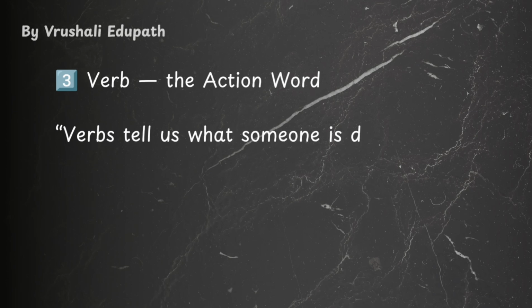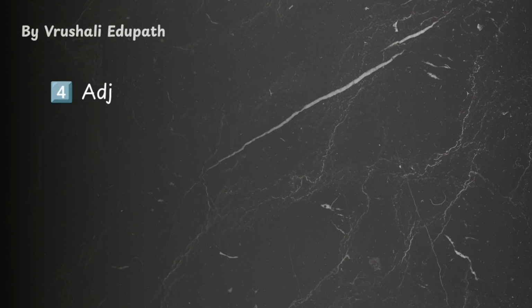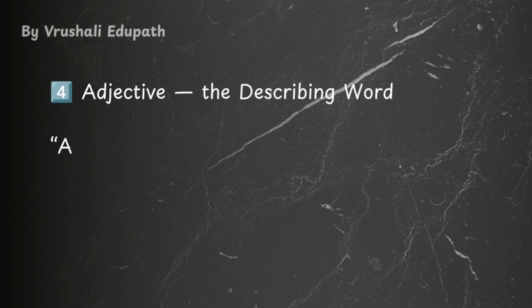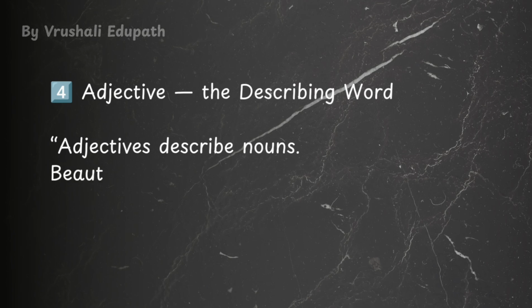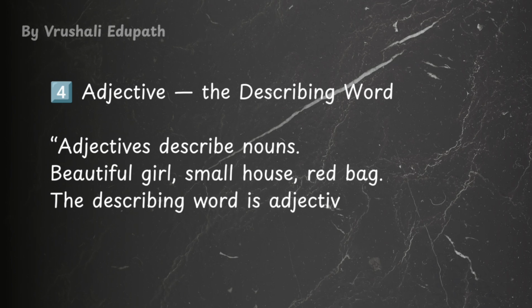Third is verb, the action word. Verbs tell us what someone is doing, like run, eat, sleep, write. These are verbs. Fourth is adjective, the describing word. Adjectives describe nouns. Beautiful girl, small house, red bag. The describing word is adjective.